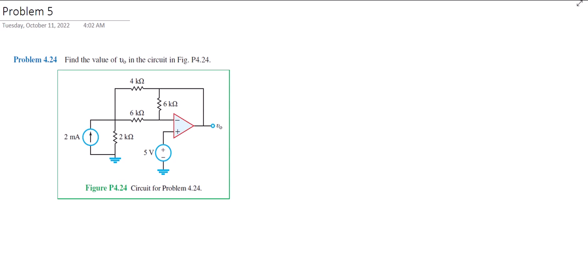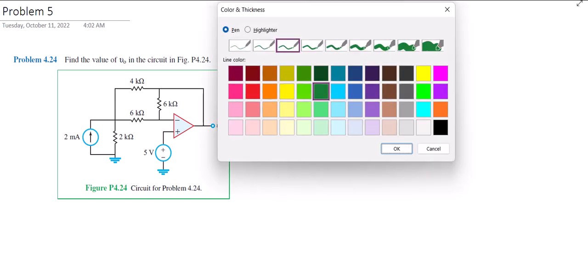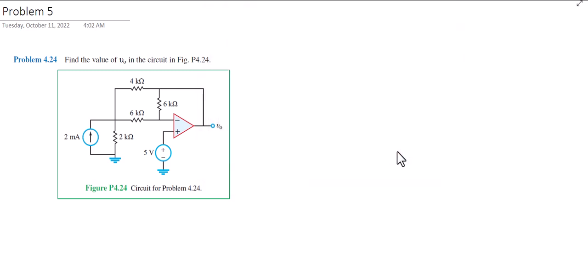Okay, so now let's look at this kind of intimidating looking op amp and see if we can figure out what we're doing here. And we're supposed to be finding the value of VO. So the first thing that we'll want to do to make this look like all our other op amps is to change this current source to a voltage source. So we're going to do a source transformation on this.